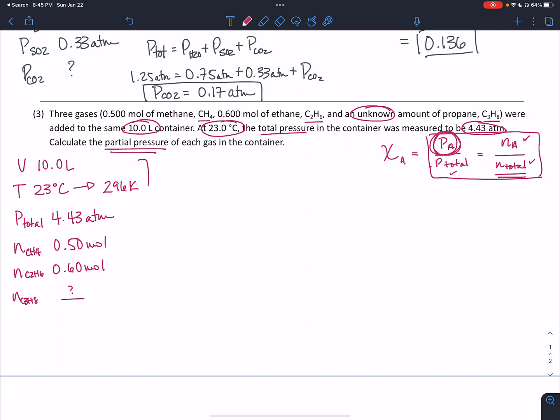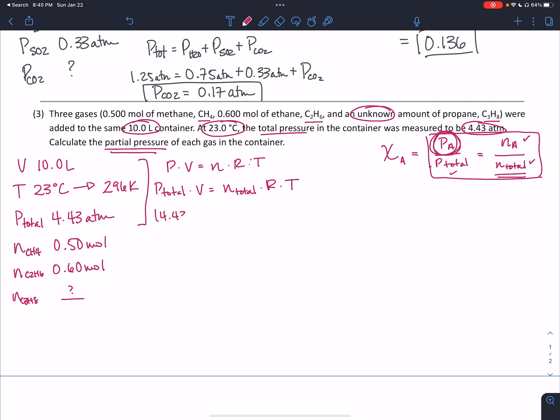Well, that's where these 3 values are going to come in. That's a volume, a temperature, and a pressure. And I could use the ideal gas law to find those total moles. Because remember, P times V equals N times R times T. And if I think of it in terms of totals, the total pressure times the volume is equal to the total moles within the container times R times T. So that's what I'm going to do first.